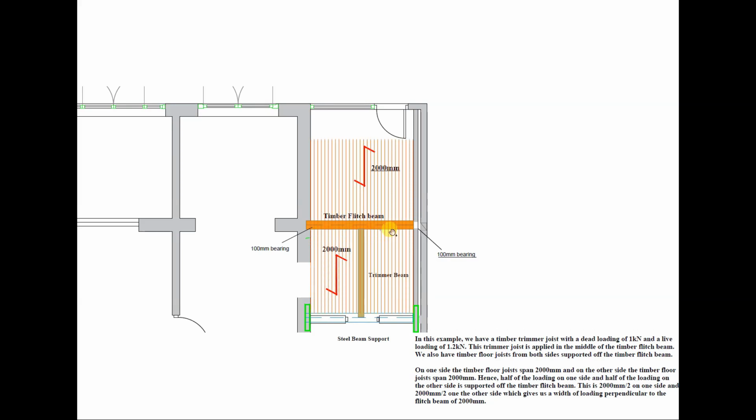We also have timber floor joists from both sides supported off the timber flitch beam. On one side, the timber floor joists span 2,000 mm, and on the other side, the timber floor joists span 2,000 mm. Hence, half of the loading on one side and half of the loading on the other side is supported off of the timber flitch beam. This is 2,000 mm divided by 2 on one side, and 2,000 mm divided by 2 on the other side, which gives us a width of loading perpendicular to the flitch beam of 2,000 mm.